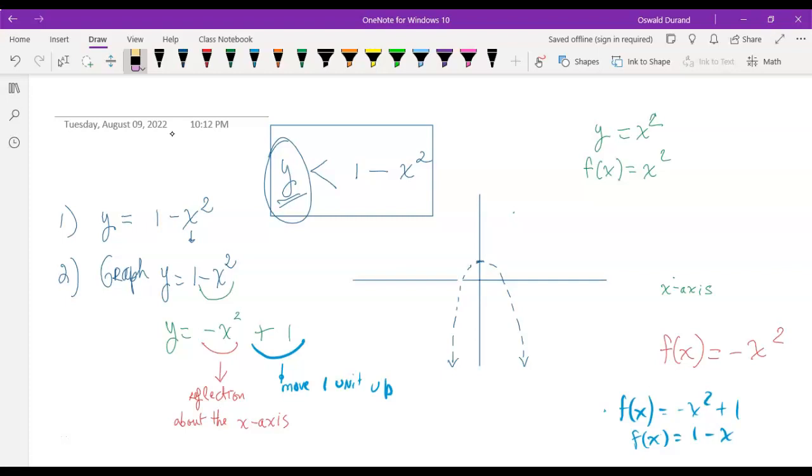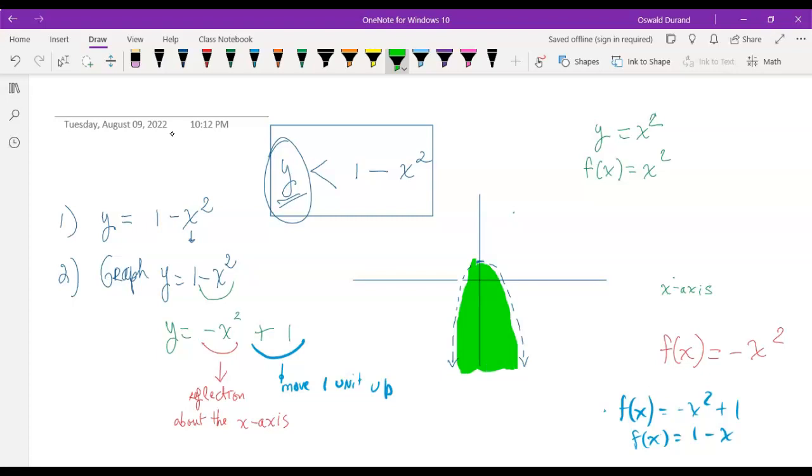Now, everything that is less is under this graph. And under this graph is basically everything here. Right? Everything here is less than y, which is 1 minus x squared. Makes sense.